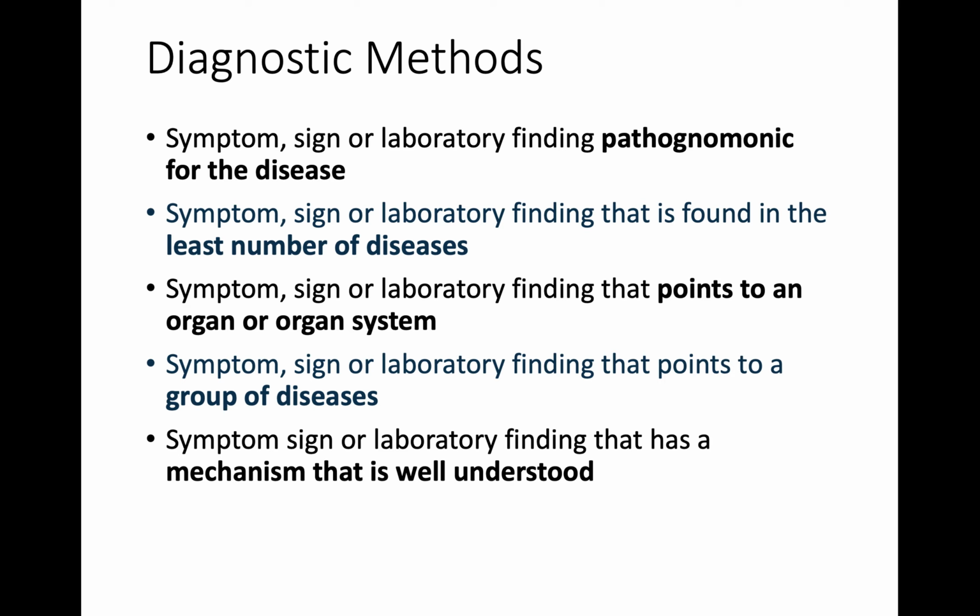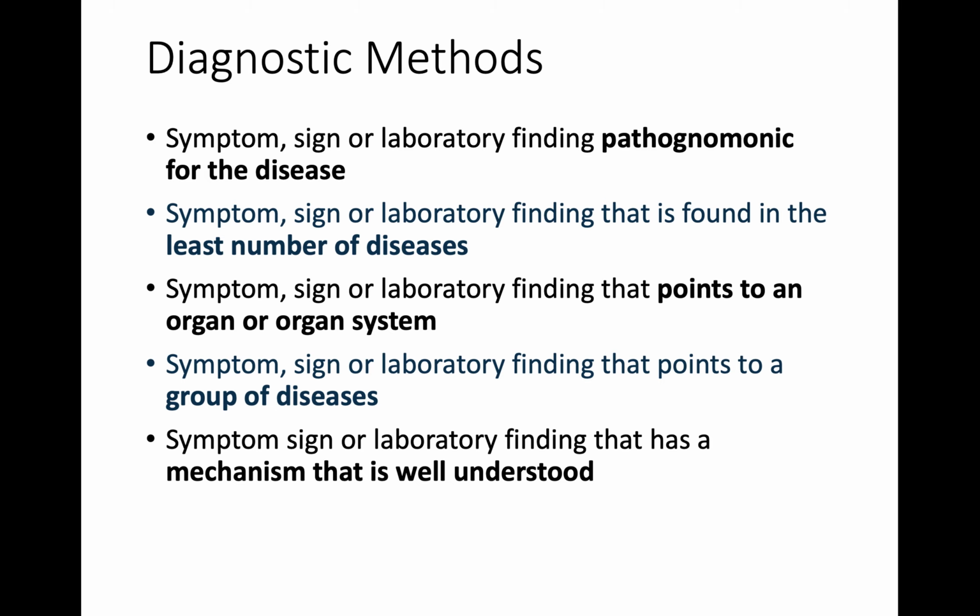So there are 5 diagnostic methods in pediatrics. You can look at the bold letters only. Basically you're looking for a symptom, sign, or laboratory finding that either is pathognomonic for the disease, is found in the least number of diseases, points to a specific organ or organ system, points to a specific group of diseases, or has a mechanism that is well understood.